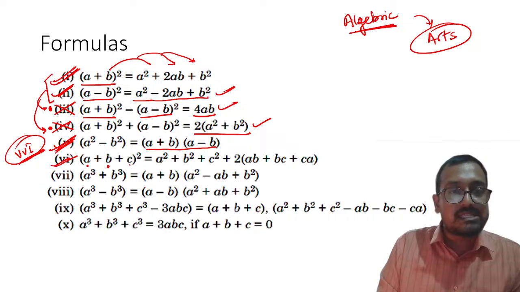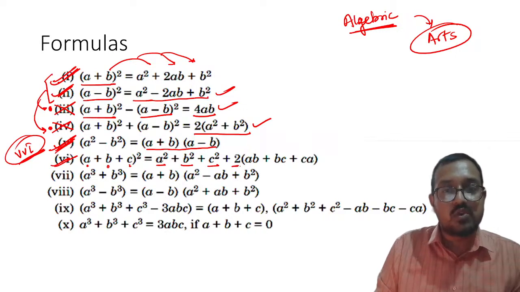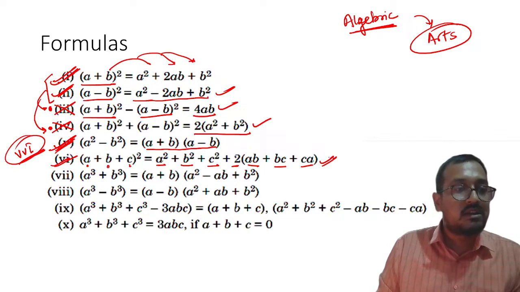Then this is again important. a plus b plus c whole square is equal to a square plus b square plus c square plus 2 times ab plus bc plus ca. Understood? This is extremely important. Please remember this thing.